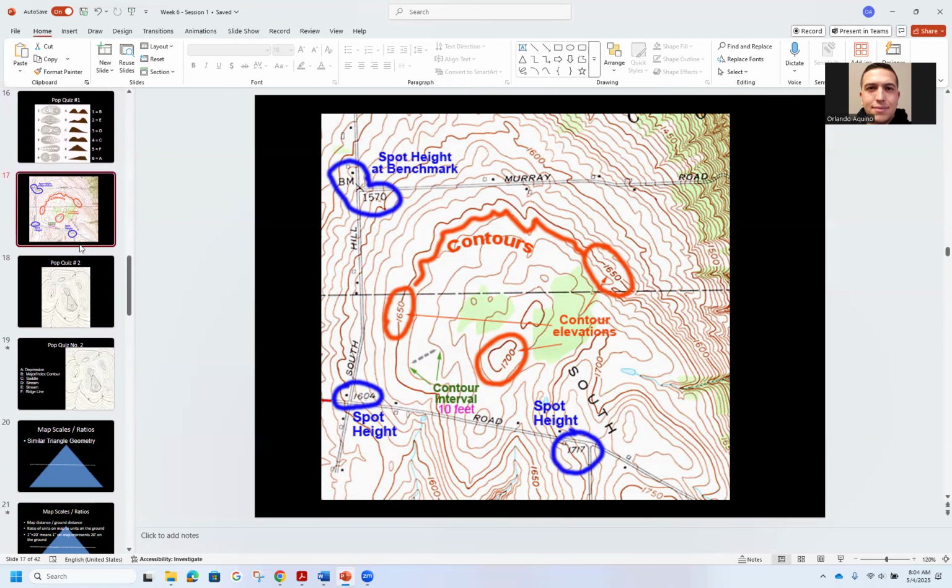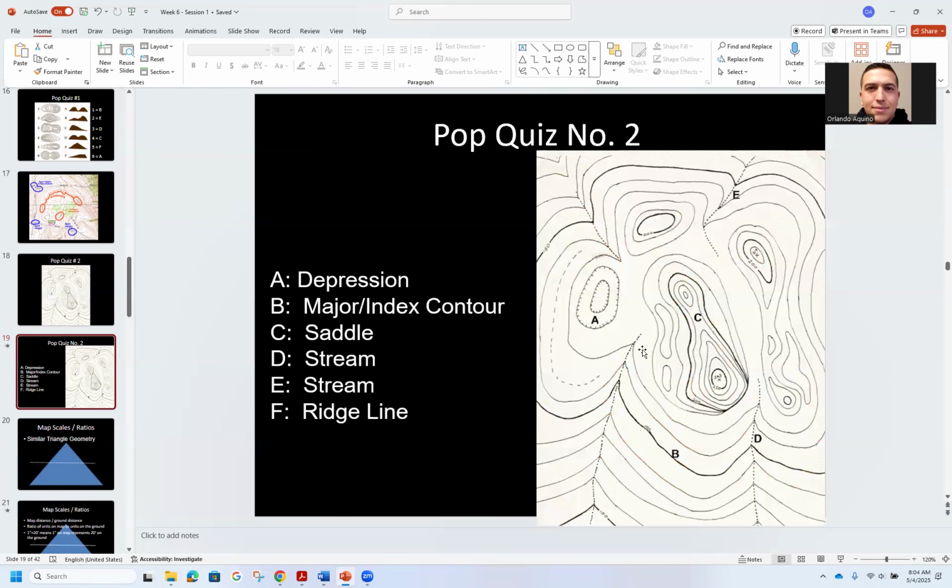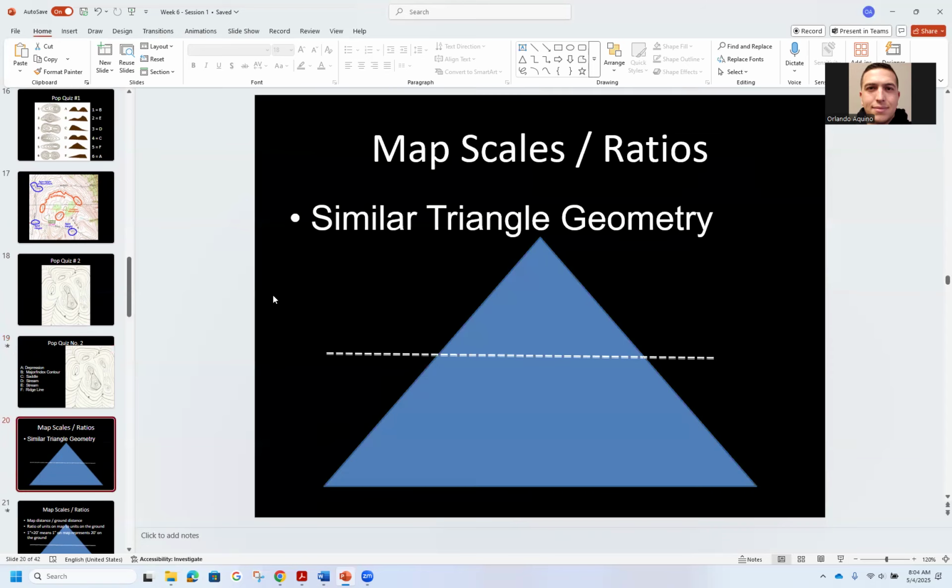Didn't have another one. Nope, I didn't have another one. F was supposed to be a ridge, but it wasn't labeled or shown on that. Sorry, guys. All right.